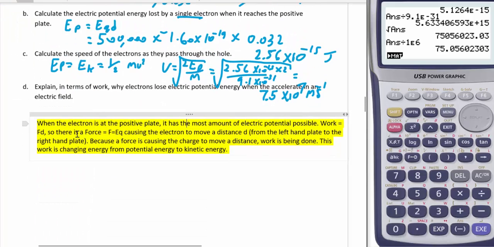So if we read this answer, when the electron is at the positive plate, it has the most amount of electric potential energy as possible. Work equals force times distance, and force equals F equals EQ, causing the electron to move a distance d from the left-hand plate to the right-hand plate. Because the force is causing the charge to move a distance, work is being done because work is force times distance. This work is changing energy from the potential energy, the maximum potential energy it has on the left, to the maximum kinetic energy it has on the right.